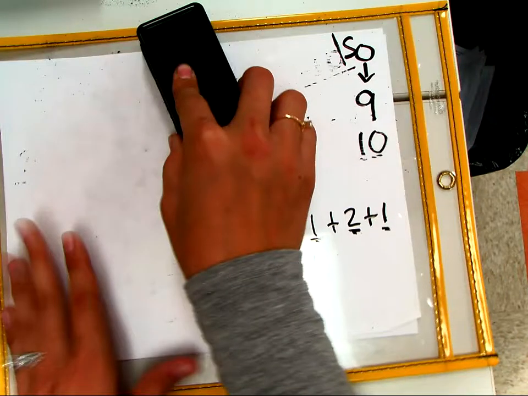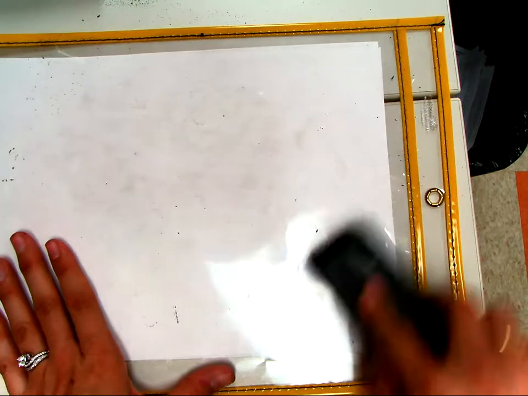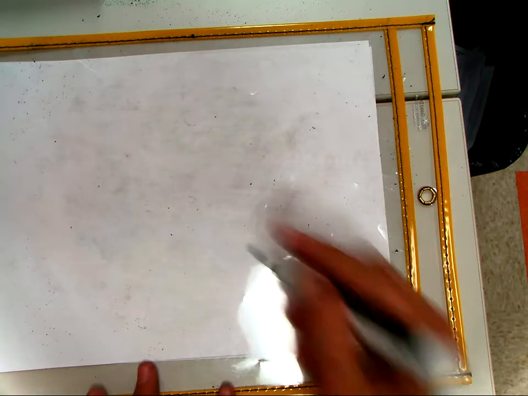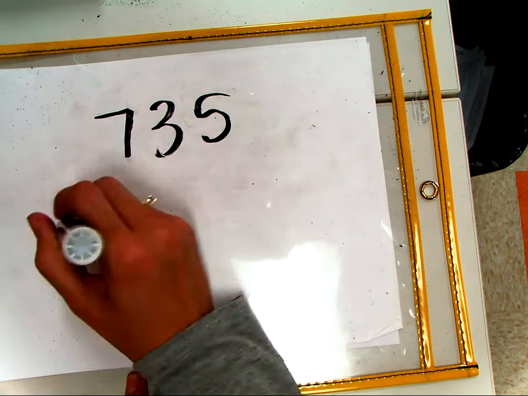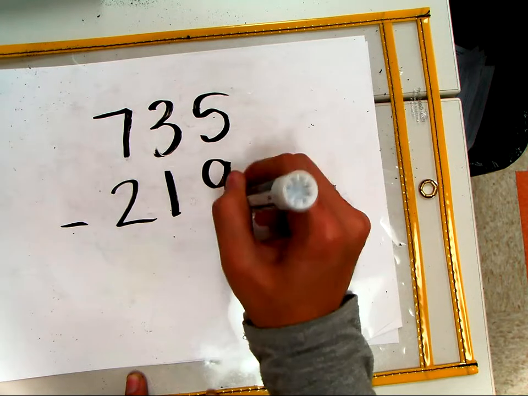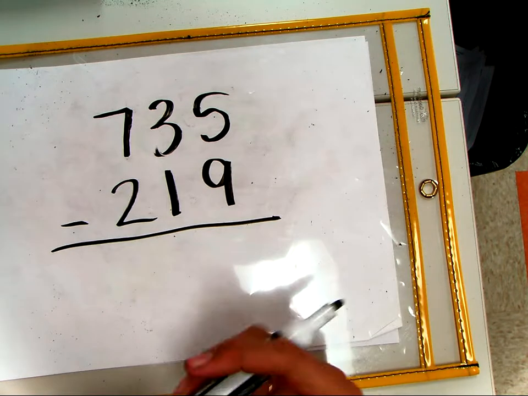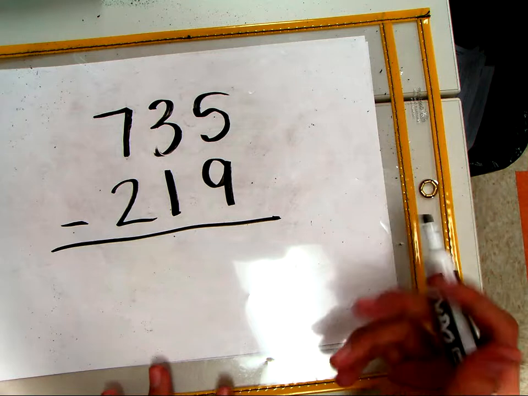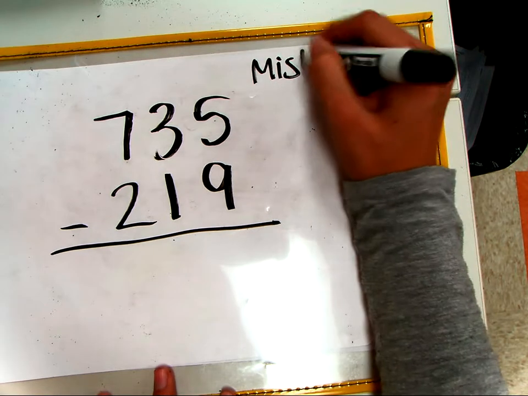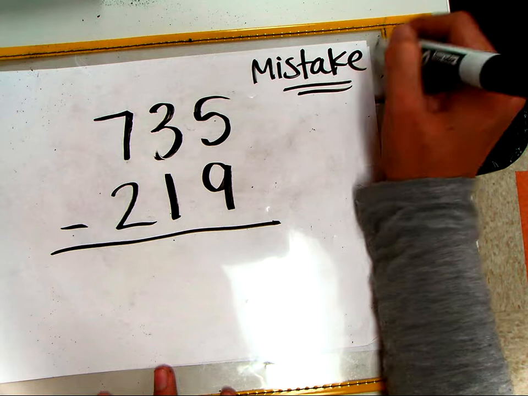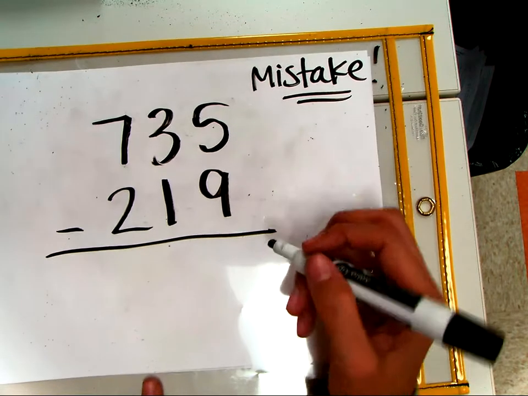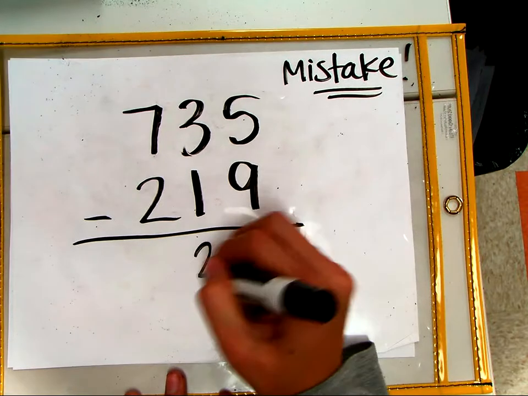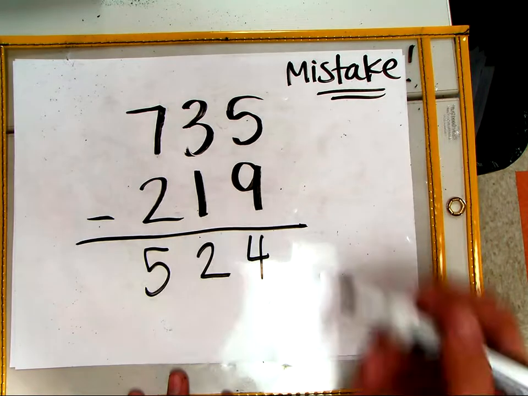Okay, now I'm going to start with a subtraction problem. So I'm going to start with 735 minus 219. I'm going to first show you the mistake that students are making. So let me write that up here. This is not the right thing to do. This is a mistake. Students will get a 4 in the ones place, a 2 in the tens place, and a 5 in the hundreds place.